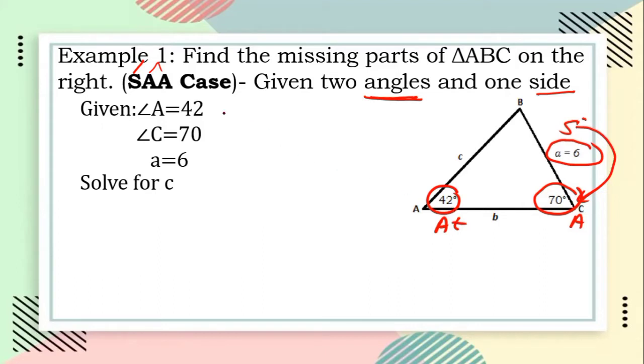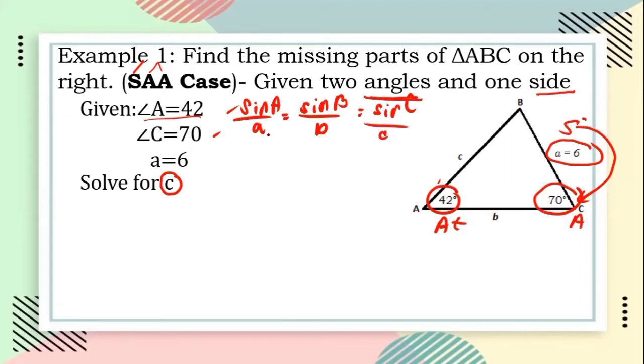Our given here for angle A is 42.1 degrees, angle C is 70 degrees, and side a, the side opposite angle A, measures 6 units. So the question here is, what is the measure of c? We're going to make an illustration of our proportionality here using the law of sines. So let's write down the formula: sine A over a, sine B over b, sine C over c.